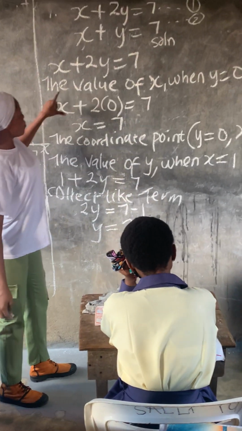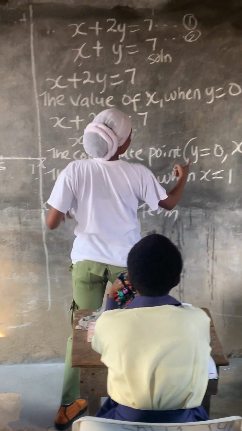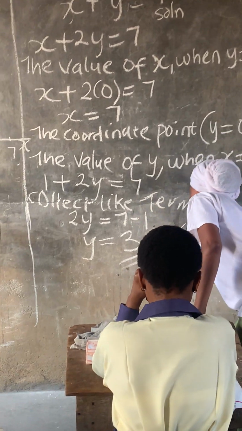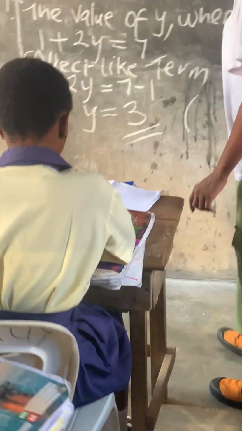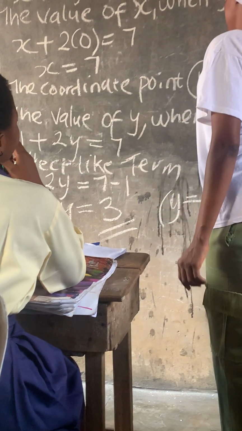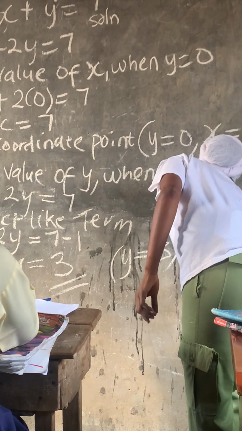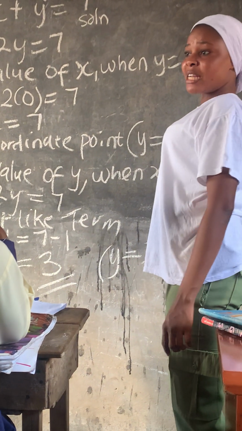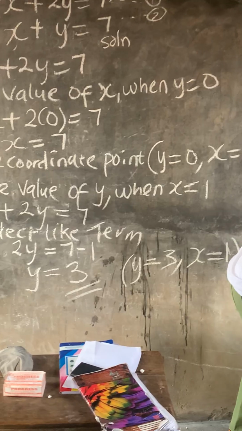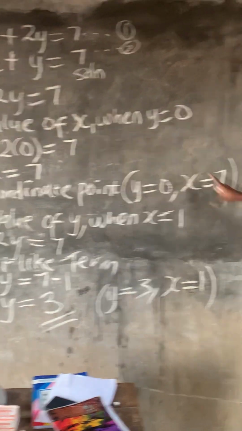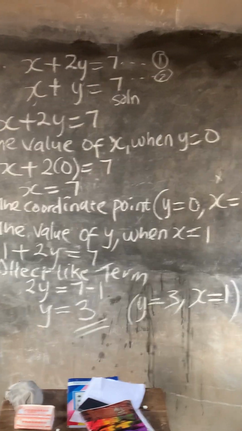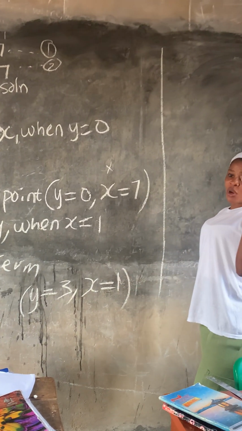Okay. The same thing we did to this one, we have this as our coordinates, right? In this one, we have this as our coordinate. The coordinate point now will be y is equals to 3, x is equals to 1. So these are the coordinates, okay? So we are done with equation 1. In equation 1, we have this as your coordinate. Please take note. And this is your other coordinate for equation 1, okay?